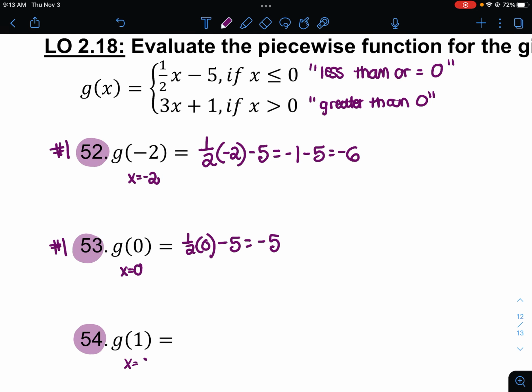And then for the last one, if x equals 1, we are going to want to use which equation? You're going to use the second one. And when you plug it in, 3 times 1 gets me 3, plus 1 gets me 4.